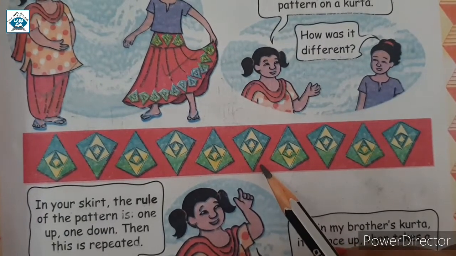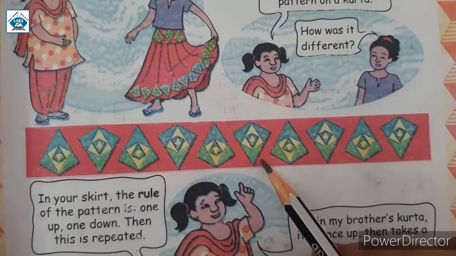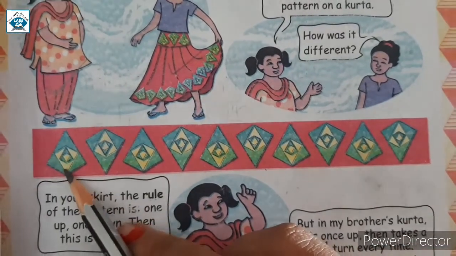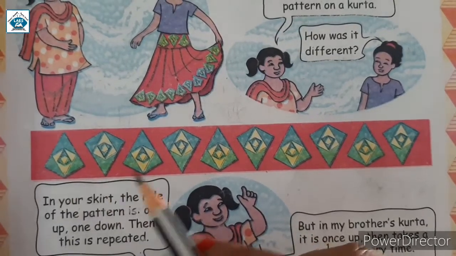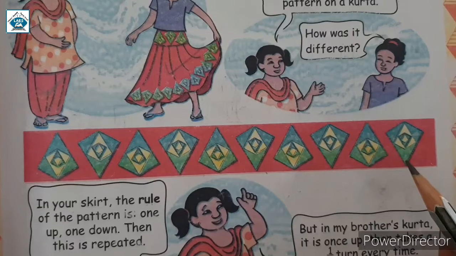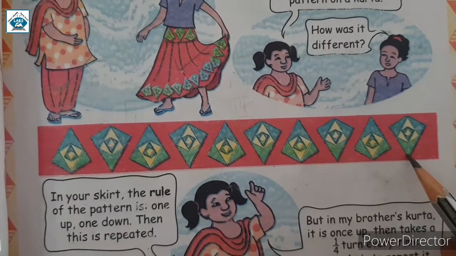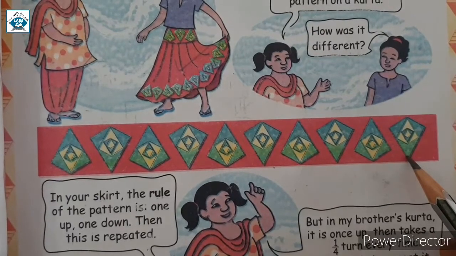Here you can see the pattern in this red box. First is up and second is down. Up, down, up, down, up, down, up and down. This pattern is on the skirt of Isha.